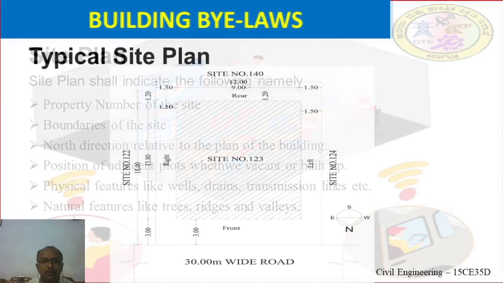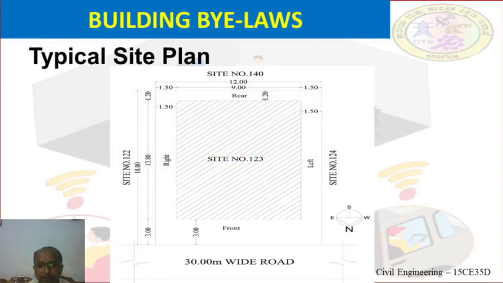Now let us look into the typical site plan. Here the drawing shows the typical site plan, which you need to draw in the examination if they ask. As we discussed in the previous slides, the site plan must show the different indications. It must contain the north direction and the site number.